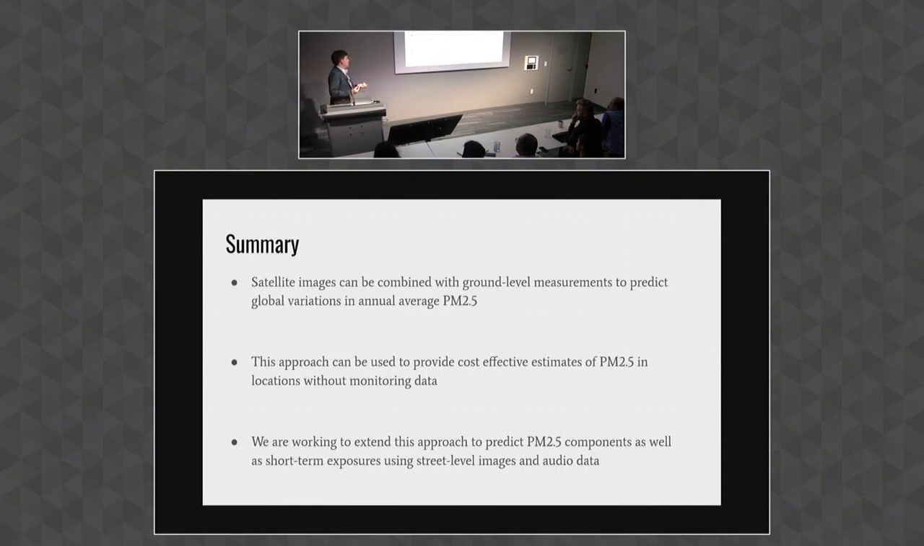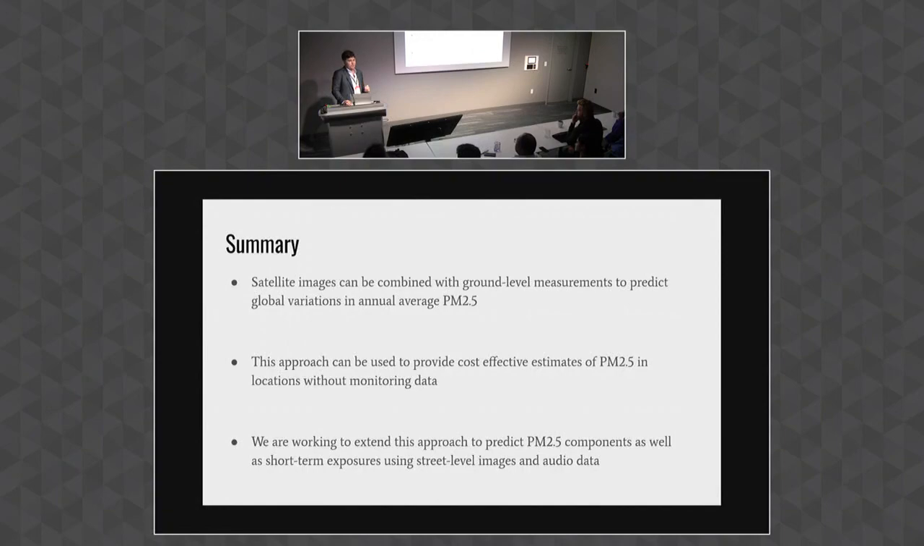Ultimately, I think this will be useful for providing a best guess in places without ground monitoring data, or you can think of using this possibly as a prior, so prior information in a more complicated model. So you can start by saying this is our best guess based on what the place looks like, and then you can complement that with all the other data sources that might be available to you to try and improve the model.